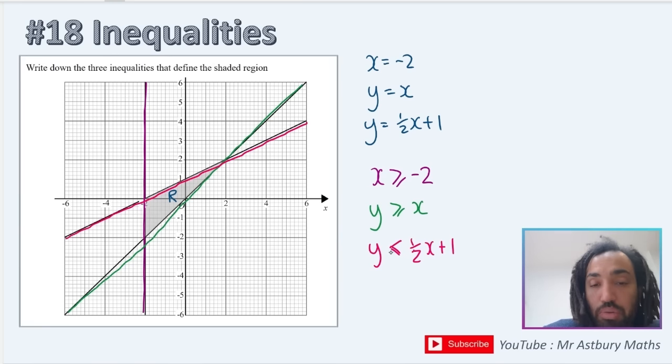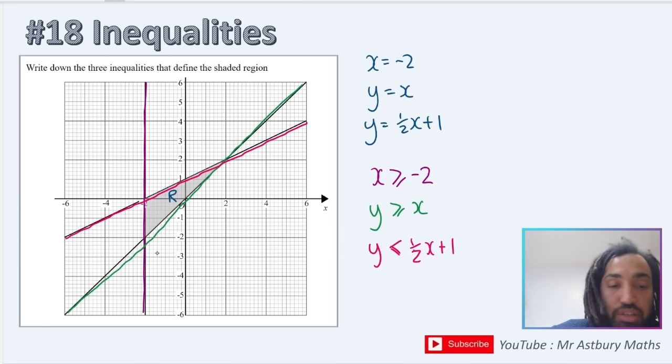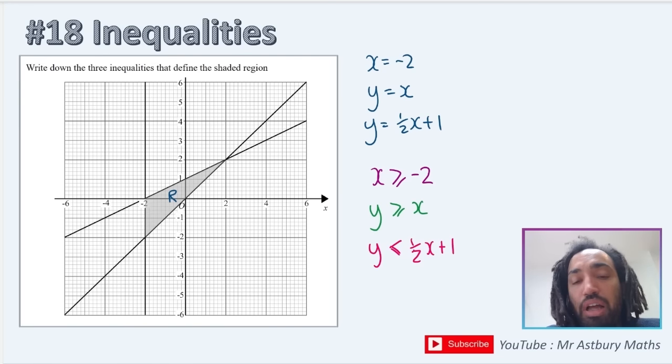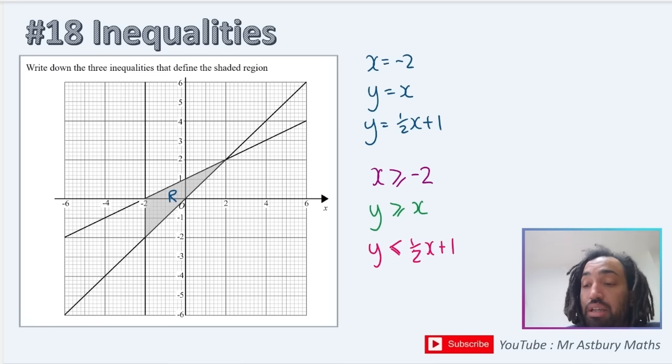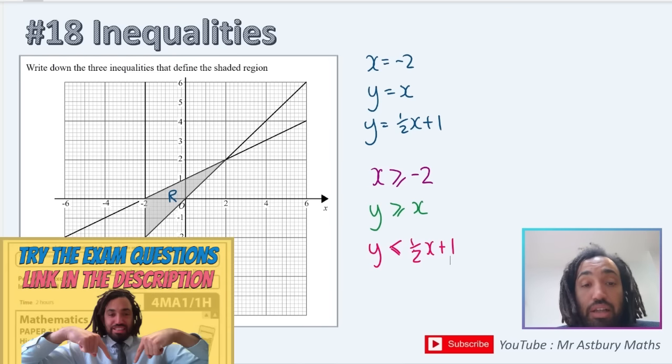These are all equal to signs because all of these lines on this region were filled in. If they were dotted, you wouldn't write equal to, you'd just write less than or greater than. Okay, link to exam questions above. Let's move on to the next topic.